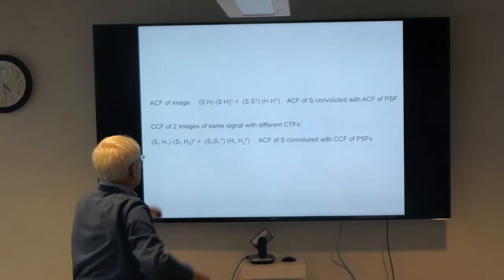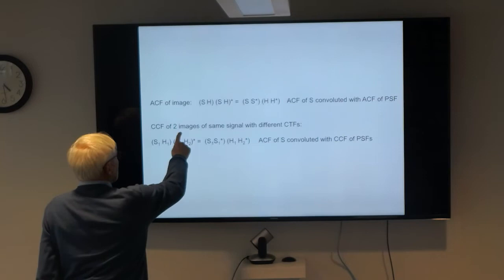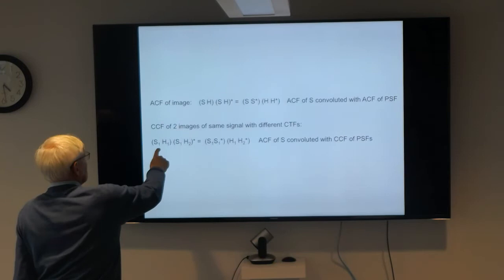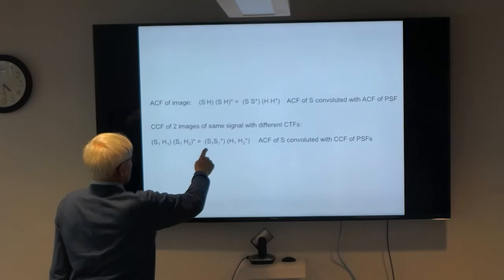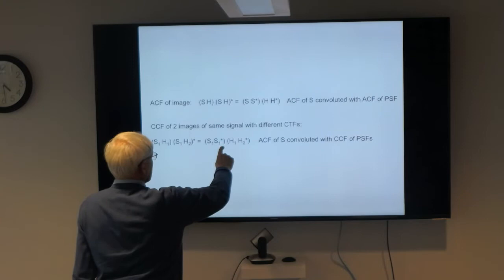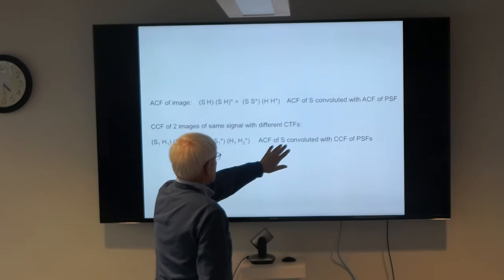Okay. Here's another example of how this can be very quickly solved by using the convolution and correlation theorems. The cross-correlation of two images of the same signal with different CTFs would be S1 times H1 times S1, it's the same signal, times H2, the different CTF, conjugate. Now you rearrange, then you have S1 S1 conjugate times H1 H2 conjugate. It means in real space, it's the autocorrelation of the signal convoluted with the cross-correlation of the point spread functions.